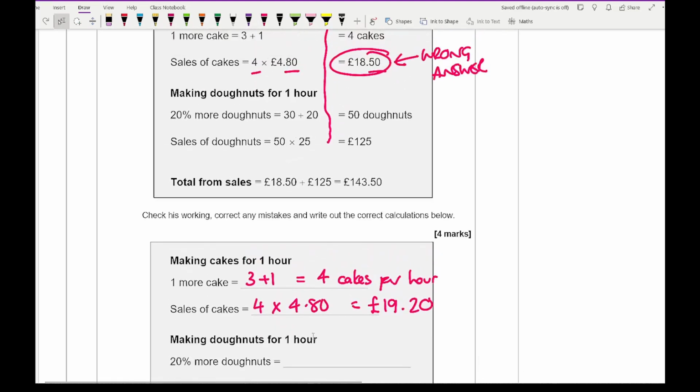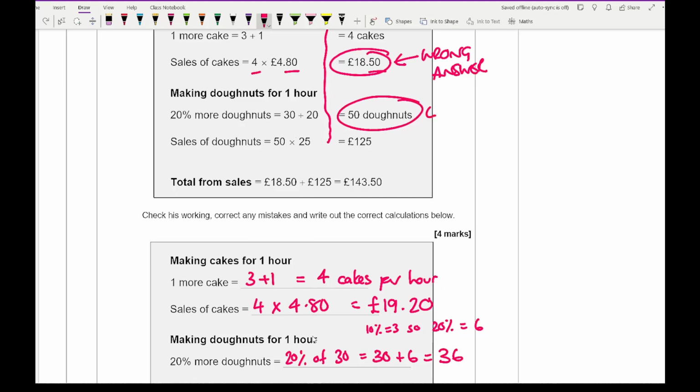So that's the wrong answer, but the right calculation. Then moving on to the next one, 20% of 30. Well, 10% is 3, so 20% is going to be 6, so 30 plus 6 is going to be 36, not 50. So again, a mistake there and a mistake there.